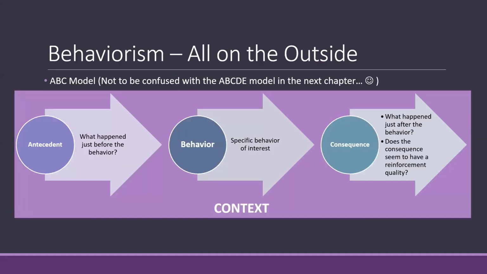And so going back to this idea that behaviorism is all of the outside, it's really important to have a good understanding of the ABC model. I did not invent these terms, but next chapter, we're going to be talking about the ABCDE model, which is actually a different thing. So this week, it's the ABC model. We have antecedent, behavior, and consequence. So again, what just happened before the behavior, identifying the specific behavior of interest, and then understanding what happened after the behavior, and whether the consequence has some sort of reinforcement quality.